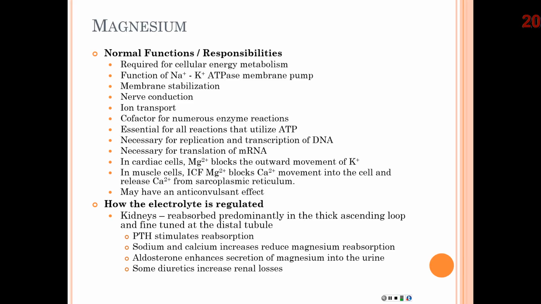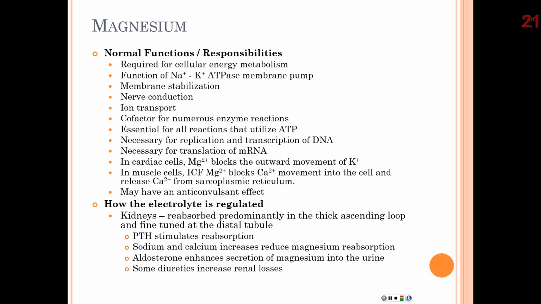And so you need potassium to move out in order to reset, to get back to your resting membrane potential. So in cardiac muscle cells, magnesium blocks that outward movement of potassium. That can lead to cardiac arrhythmias, abnormal heart rates, because the cells can't reset, the nerve cells can't reset in order to initiate the next action potential.